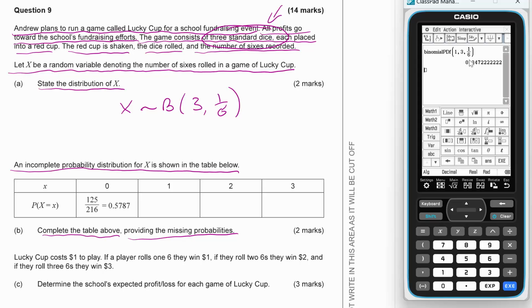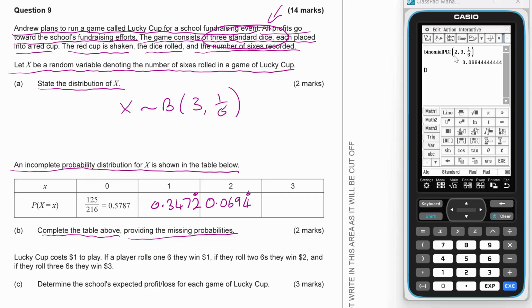And that is 0.3472. Could probably put the calculator in standard for that. Let's just go to standard and try that. Doesn't like it, but anyway, 0.3472. It doesn't ask for it as fractions, and it's 0.3472 recurring. And then we want the probability of getting 2 of them, 0.0694 recurring, with just the 4 recurring.